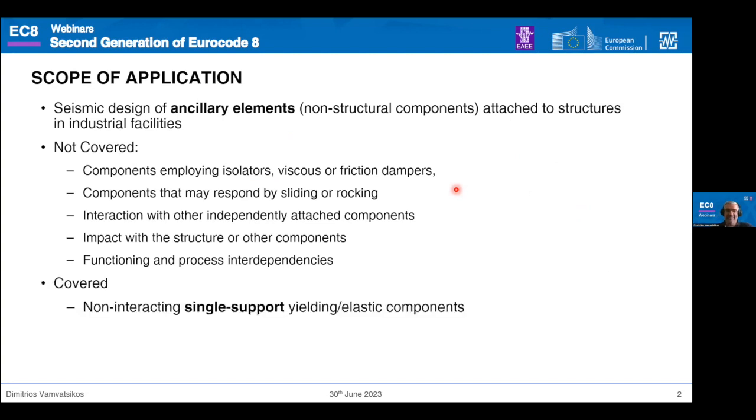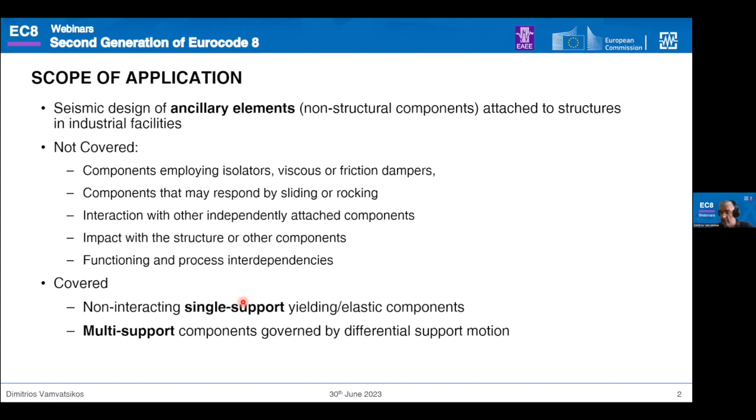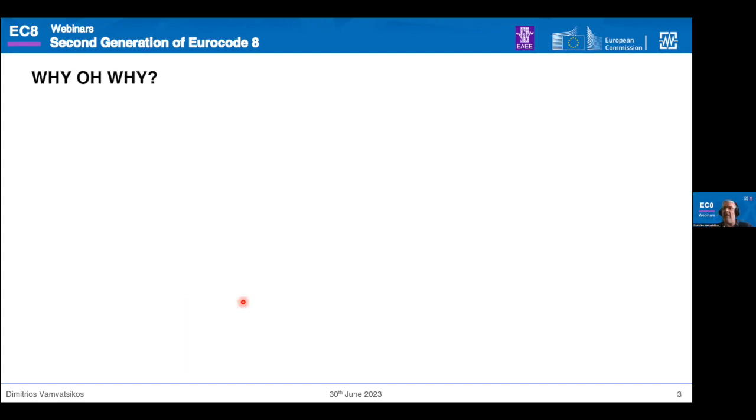And what we do cover is essentially non-interacting single-support yielding, or if you will, elastic components, and multi-support components, meaning components like piping attached to different points in a structure that may experience differential support movements. So essentially, it's either elements that behave like an oscillator and are subject mainly to accelerations, or components that are hinged at two or more spots and can be subject to differential displacements. Anything in between, anything that includes extra things, is not covered.